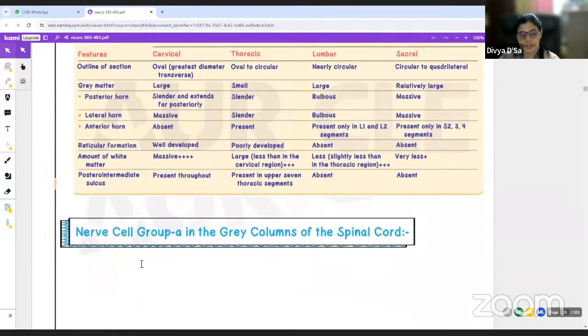Then the posterior intermediate sulcus. The posterior intermediate sulcus is present in the upper cervical and thoracic segments.